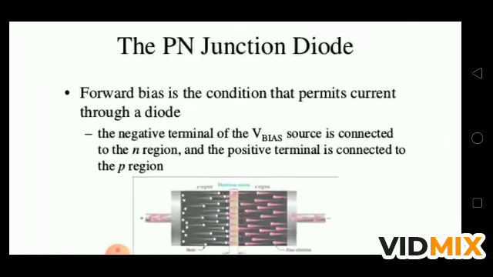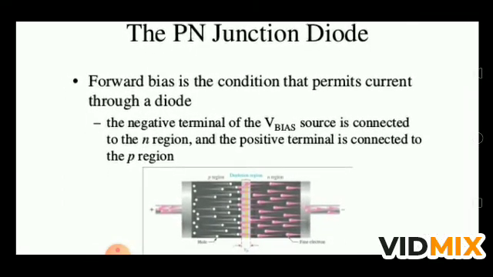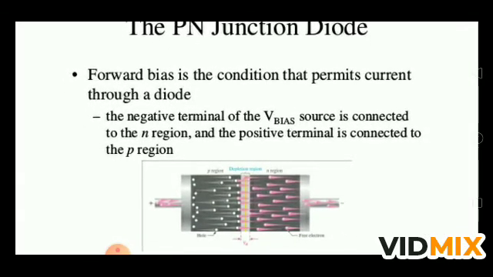Now what is a PN junction? If you see in this diagram also, the forward bias is the condition that permits the current through the diode. Forward bias वो condition है जिसमें current को हम diode के through गुजरने देते हैं. And the negative terminal of the voltage source is connected to the N region and the positive terminal is connected to the P region. This is very important to understand, how we connect the PN in forward biasing.